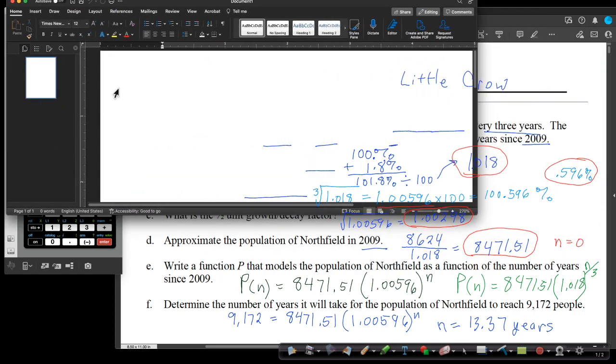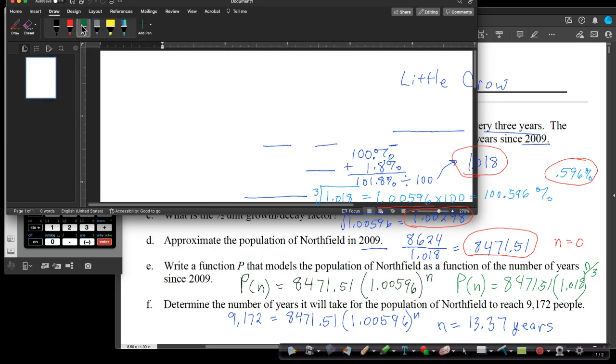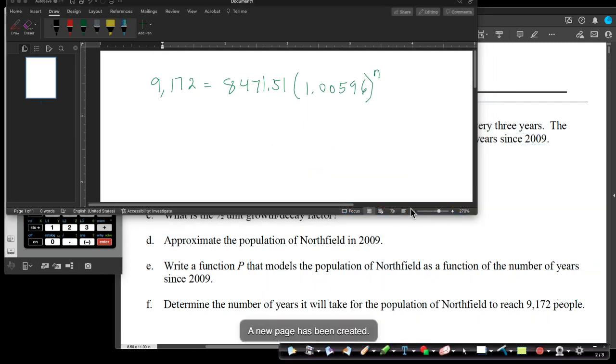it's there for you. I'm using slightly different tools. I'm going to write down the equation 9,172 is equal to 8471.51 times 1.00596 to the n. And then I can get a new page, just like I did last time. Let's go for a new page so we can come back to that last page.